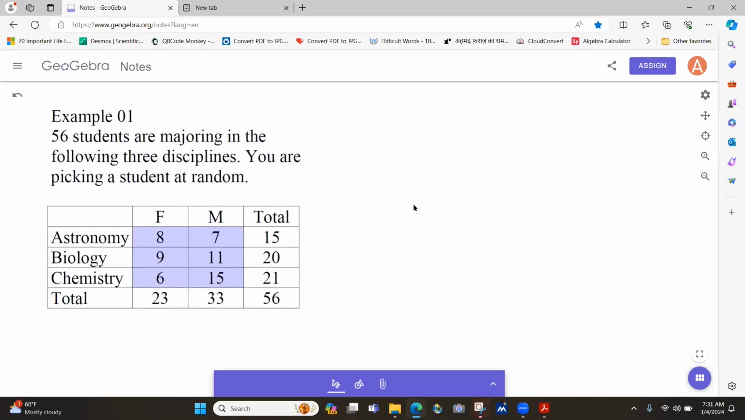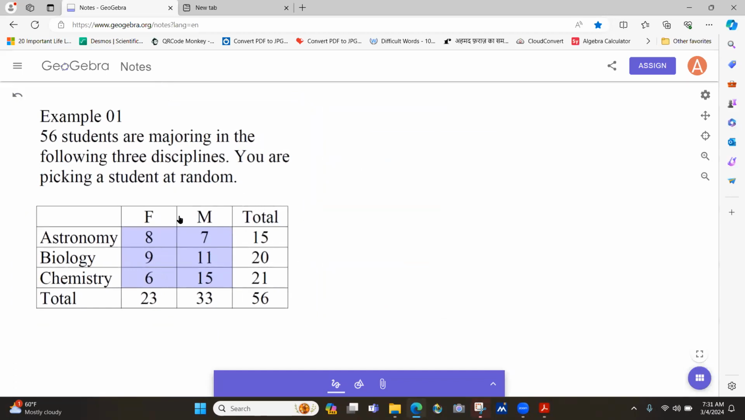56 students are majoring in the following three disciplines. You are picking a student at random. Generally, when we hear the words "given that", like "given that she's a female" or "given that it's a math major", we are thinking about conditional probability. And we're going to do an example, so it'll make more sense.